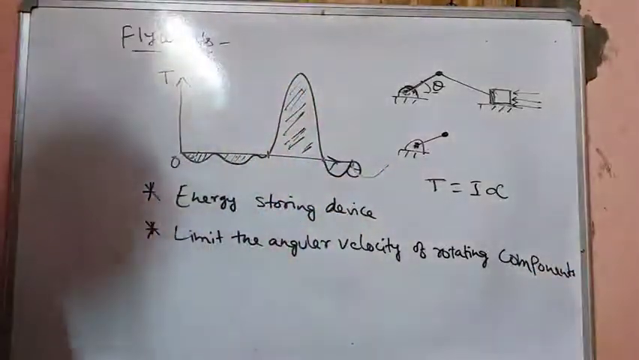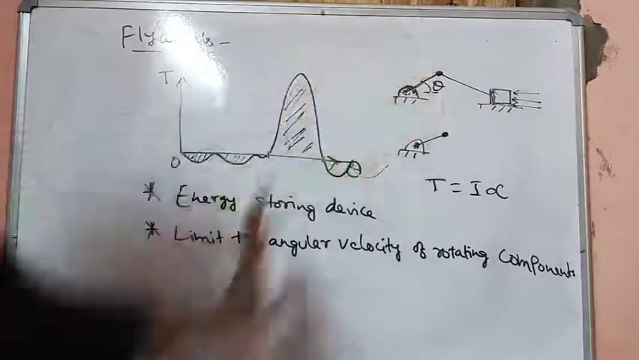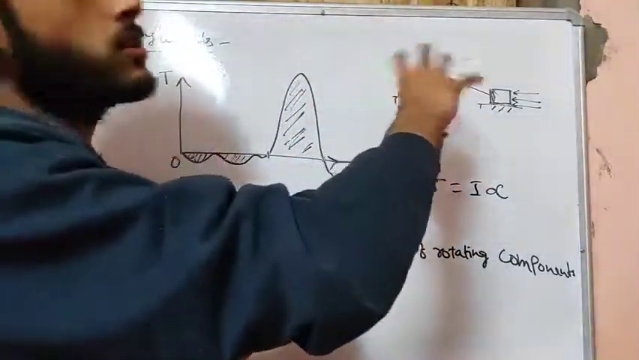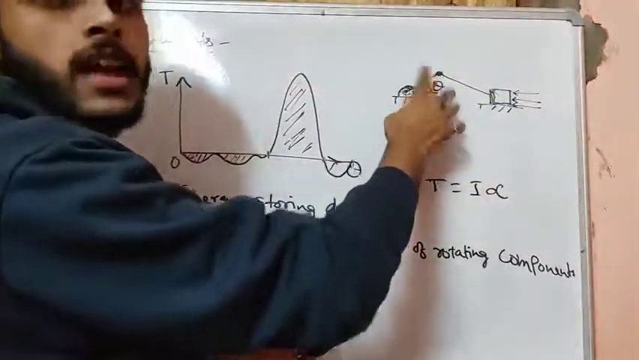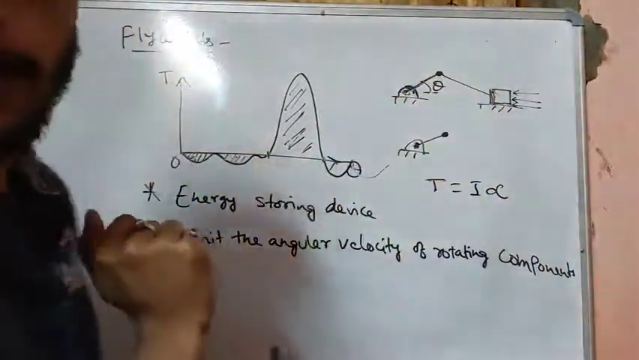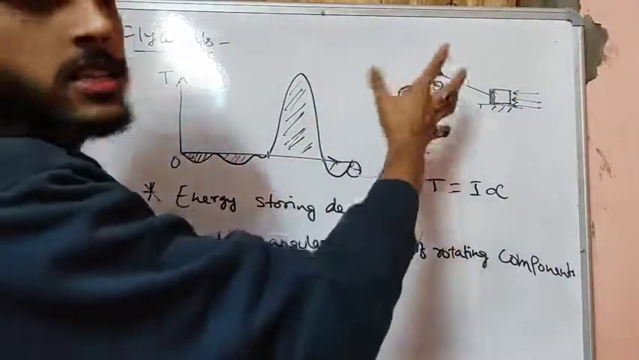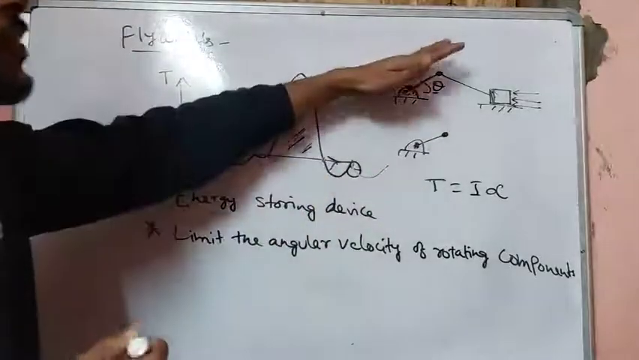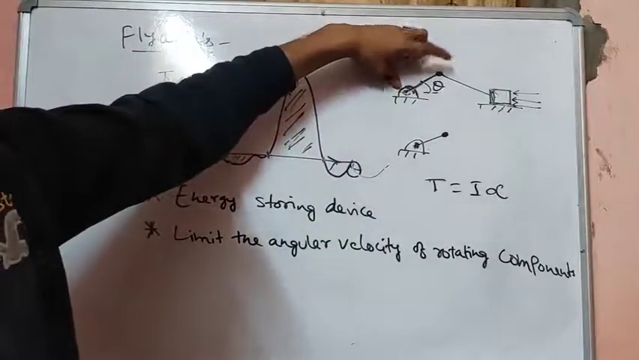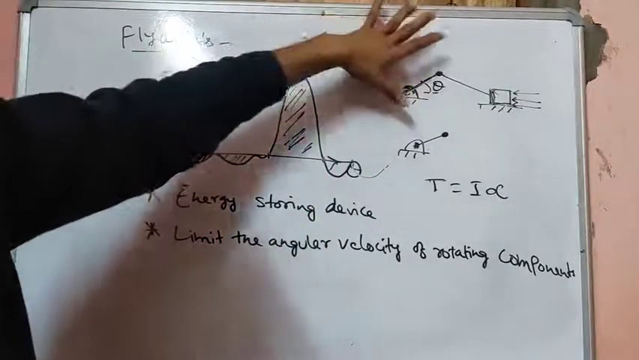A flywheel is a device which is connected to this shaft. When there is no power stroke, the flywheel can supply energy to this crank in the form of rotational kinetic energy. The flywheel will give some energy, and it will maintain the angular speed of the crankshaft. The flywheel will keep on supplying some energy.